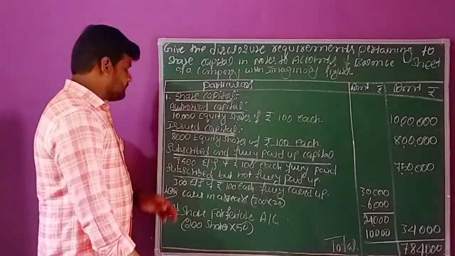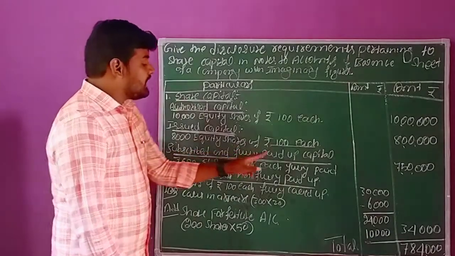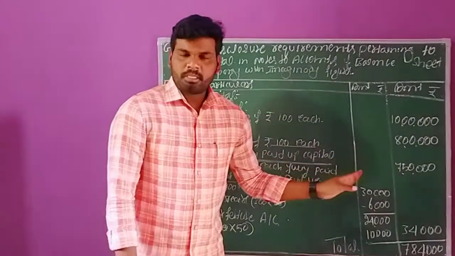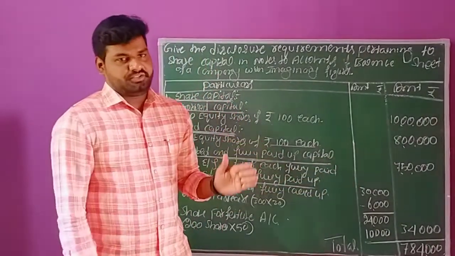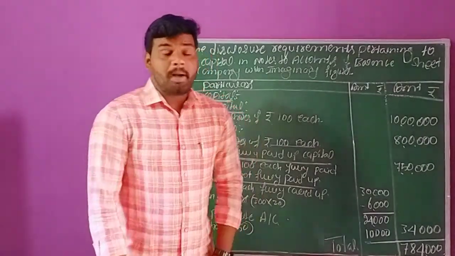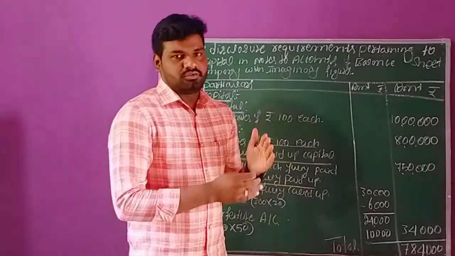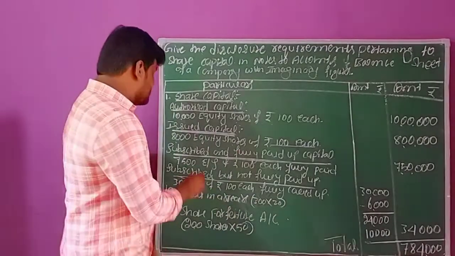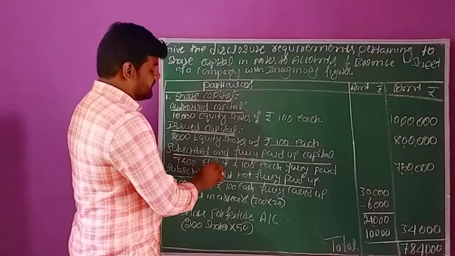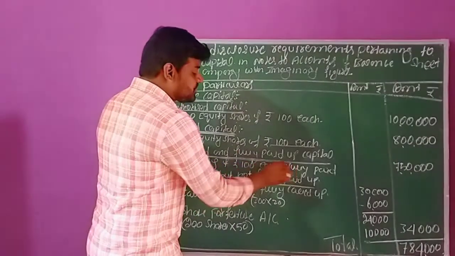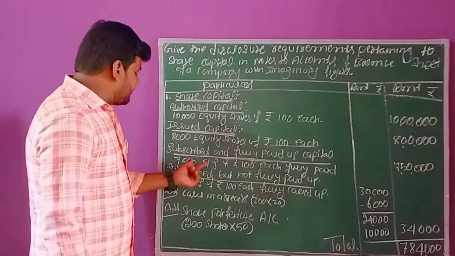The third one is subscribed and fully paid up capital. Actually, we are issuing 8,000 shares. How many shares' amount has been completely received? The company has completely received the amount on 7,500 equity shares of rupees 100 each, fully paid up. Just we are taking values.